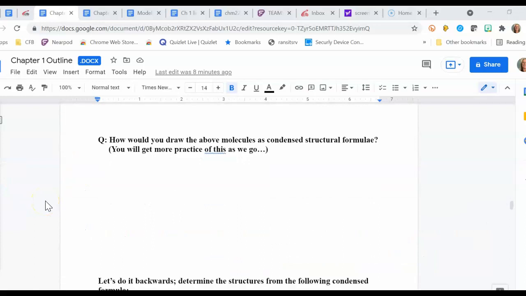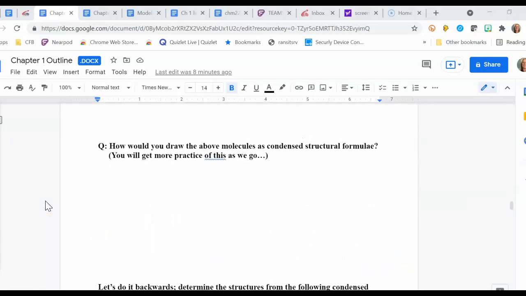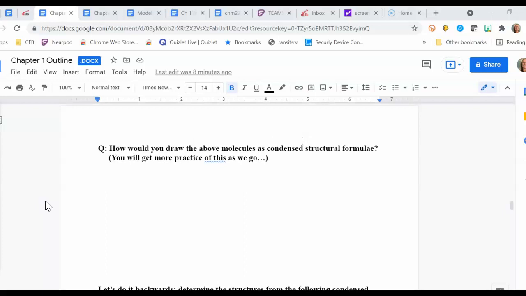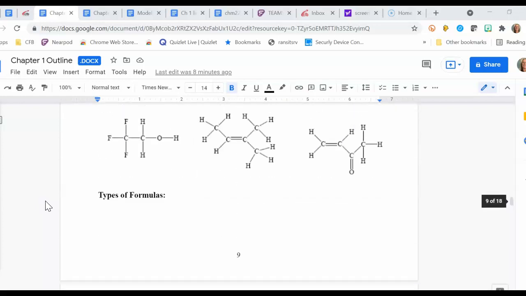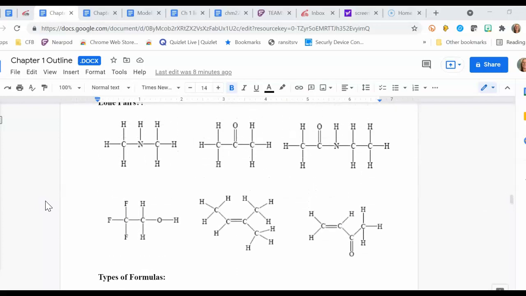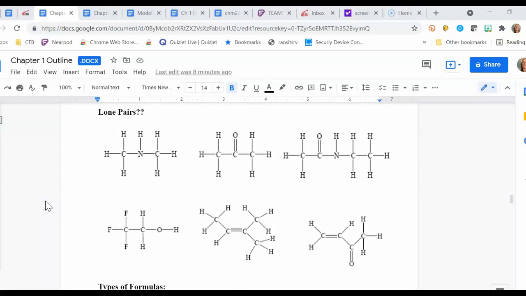Okay, so let's go ahead and practice drawing those above molecules as condensed structural formulas so we get the hang of it. We already did the first couple, but we'll draw them out as condensed again. So this one, if it is condensed, we have a CH3. From left to right, we write down NH, followed by a CH3, and that is going to be our condensed structural formula.